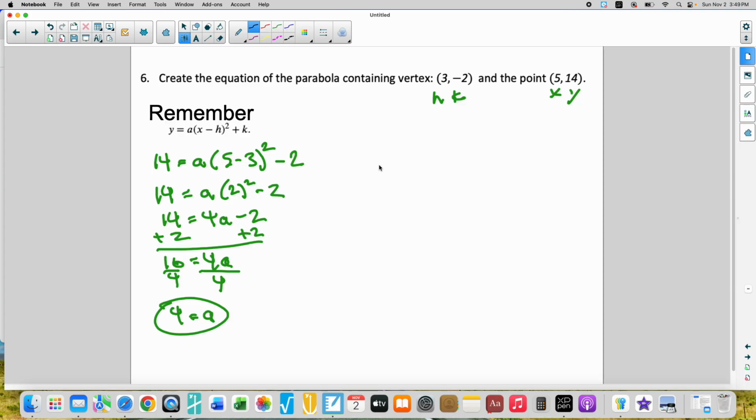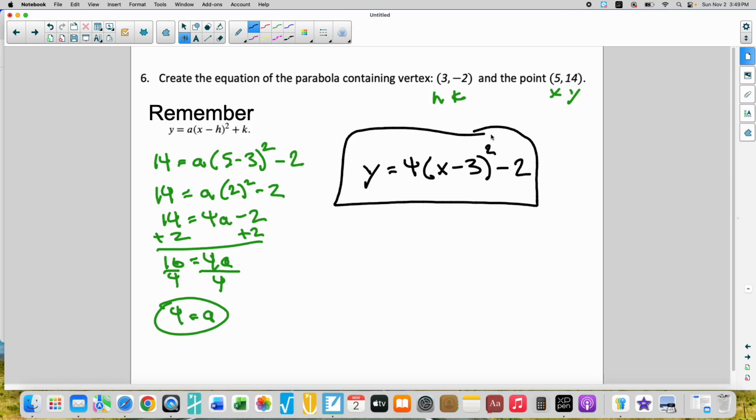Now we can write the equation for the parabola. The equation is going to be y equals 4 times the quantity x minus h, so x minus 3, quantity squared, minus 2. H and K, x value, y value, and that is the vertex form of it. If we wanted to write it in standard form, you would write y equals 4 times the quantity x squared minus 6x plus 9, minus 2. Distribute the 4 before doing the 2.